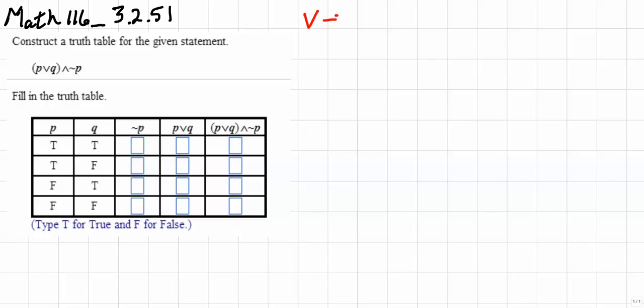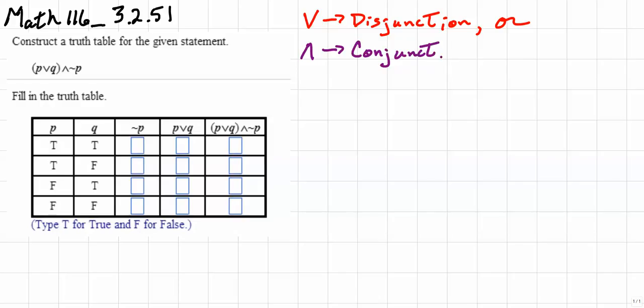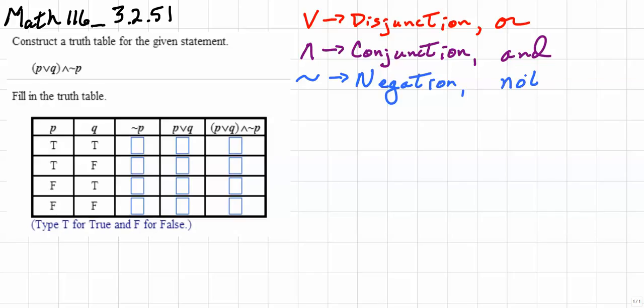This is a disjunction, and it means or. This is a conjunction, and it means and. And we also have this symbol, which means negation, or just simply not.